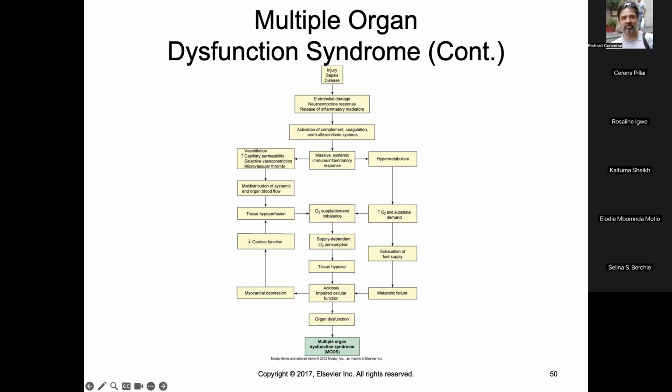On the other side, right? Hypermetabolism, increased oxygen and substrate demand, exhaustion of fuel, metabolic failure, right? Oxygen demand and supply imbalance, supply dependent oxygen consumption, tissue hypoxia, acidosis, okay? Now you might wonder, well, why is this? Well, you're reducing the metabolic rate, right? And so you're reducing consumption of oxygen. You're depressing respiratory rate because of hypoxia. You're not washing away the CO2 in the tissues. Okay. You see organ dysfunction and multiple organ failure and death.